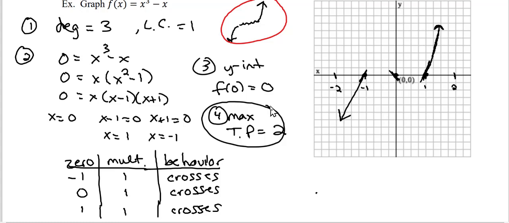At this point, we are doing the best we can without some calculus. What I'm going to do for some extra points is just set up a table of values here.